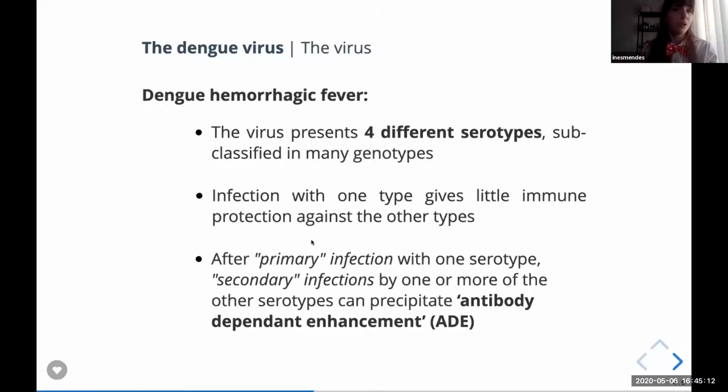So it's really important to know what serotype you have been infected with in your first case, and if you are infected again, to know if it's the same or a different one, to evaluate the risk of you developing a hemorrhagic fever.